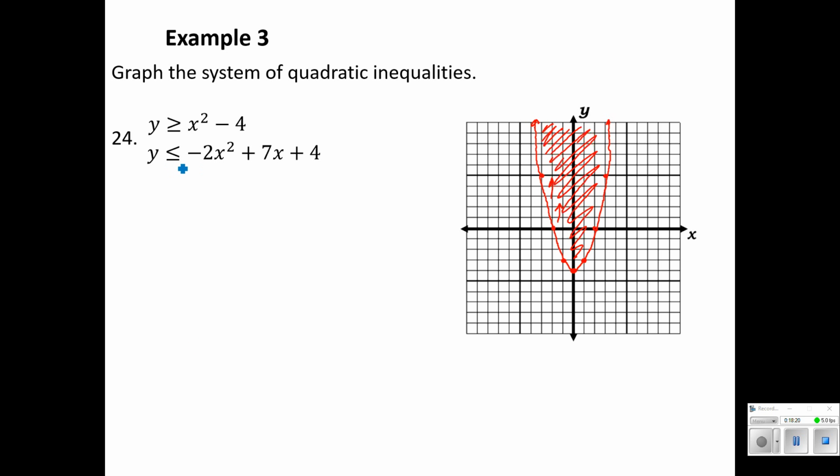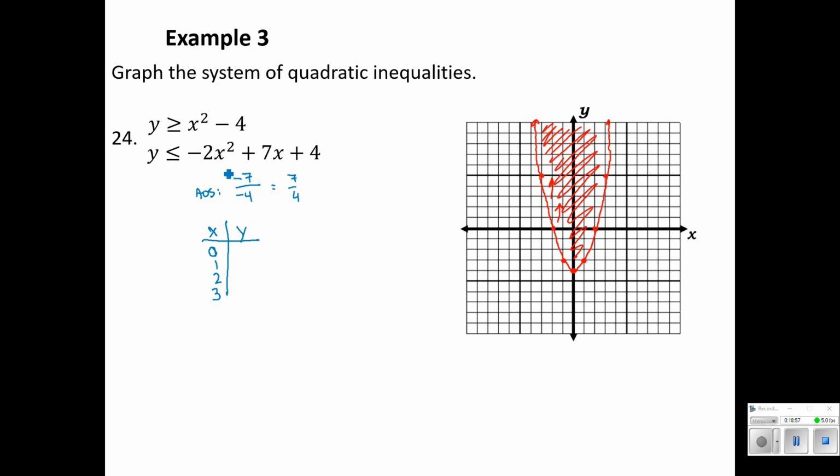Second one, y is less than or equal to negative 2x squared plus 7x plus 4. Let's just quickly find out what our axis of symmetry is there. Negative b over 2a, so we've got 7/4. That tells us where we can pick some smart points for our table of values. That is 1 3/4. So I could choose an x value of 1, 0, 2, and 3. That should give us a good look.